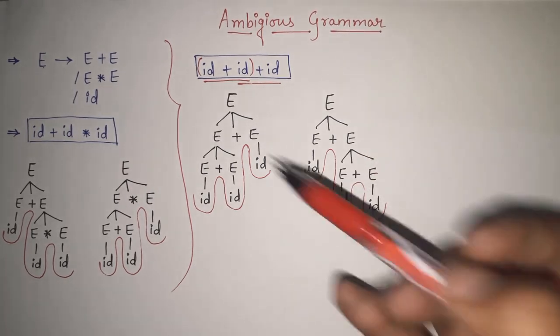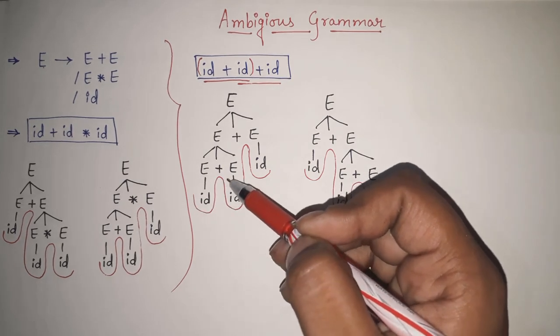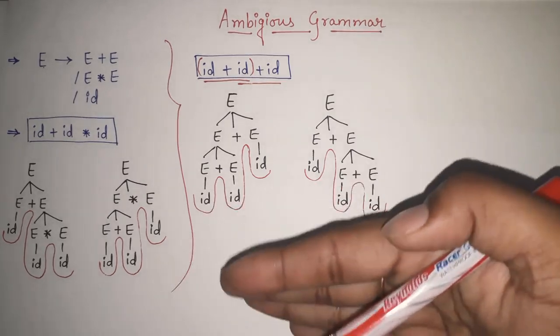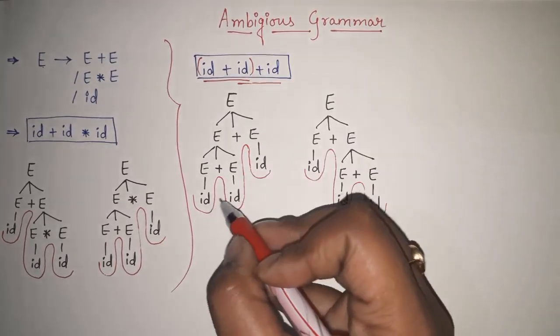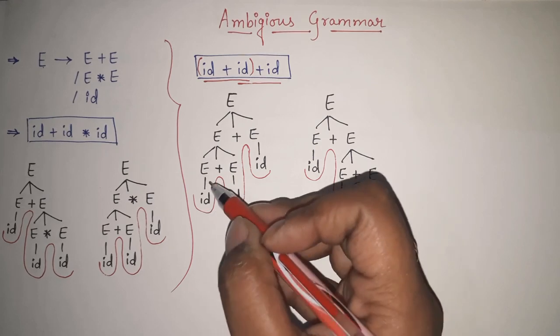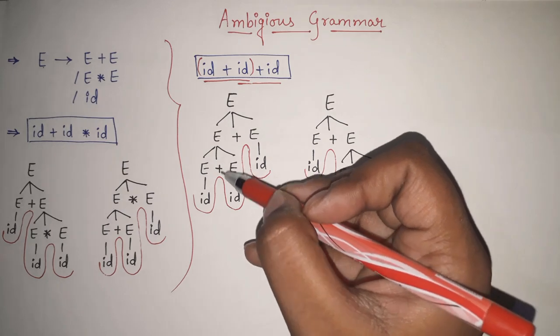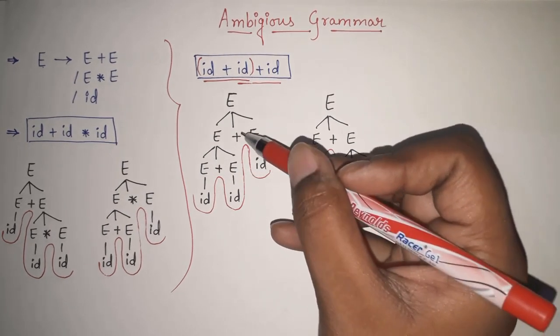So in this tree, we can say that this left id plus id, these two IDs from the left side, because we are scanning from bottom. First of all these two IDs from the left side are added, and then with the answer this third ID is added with them.